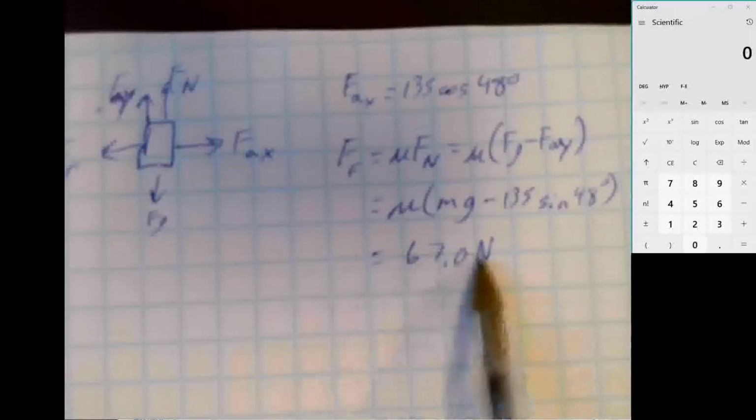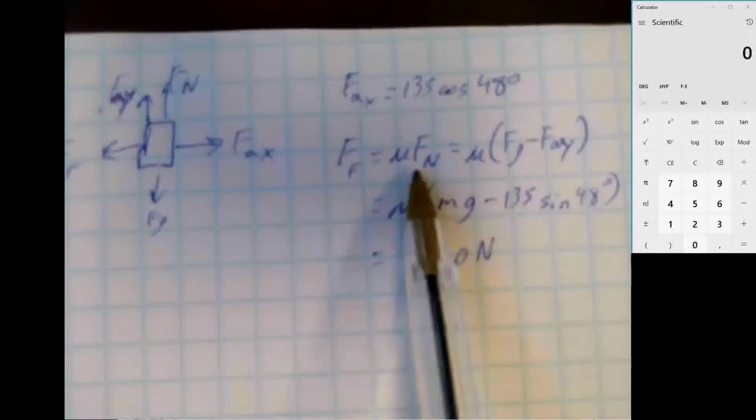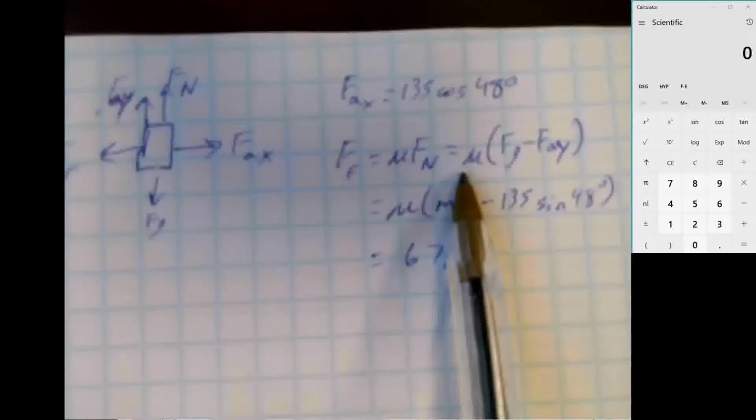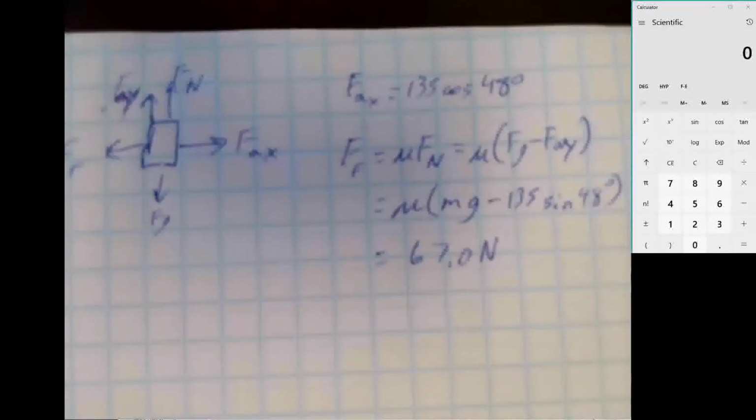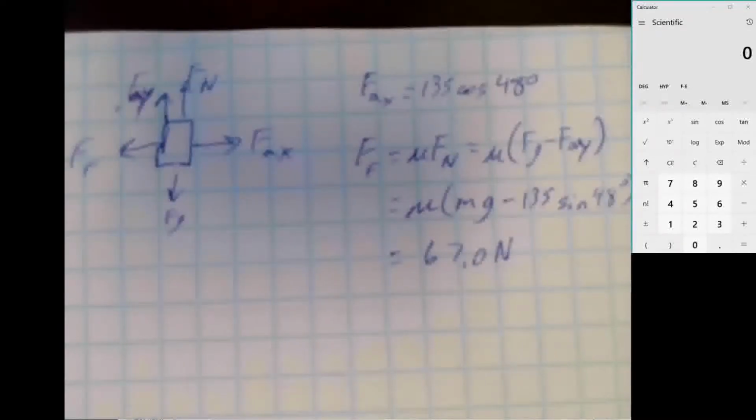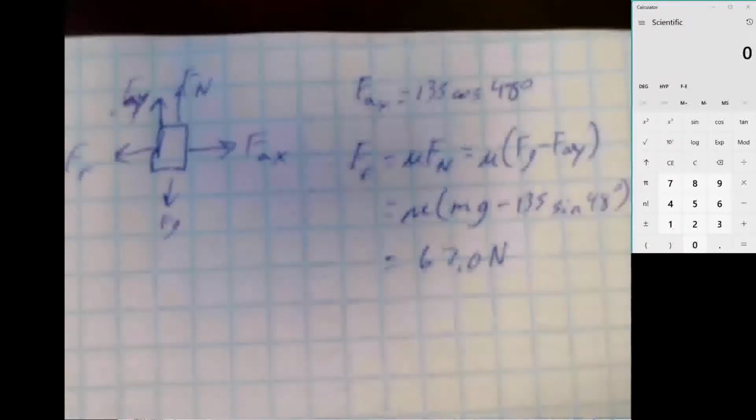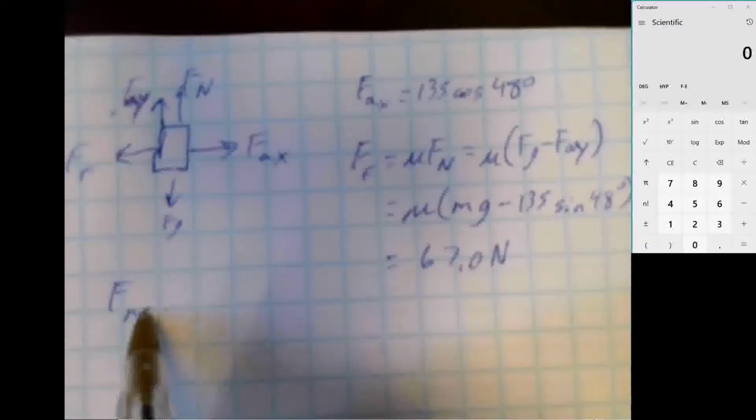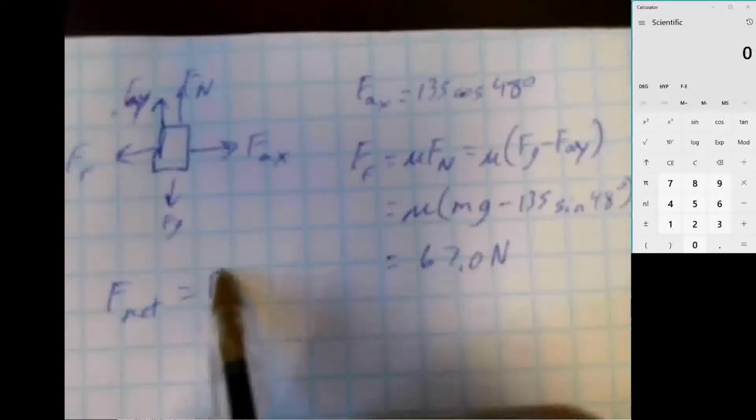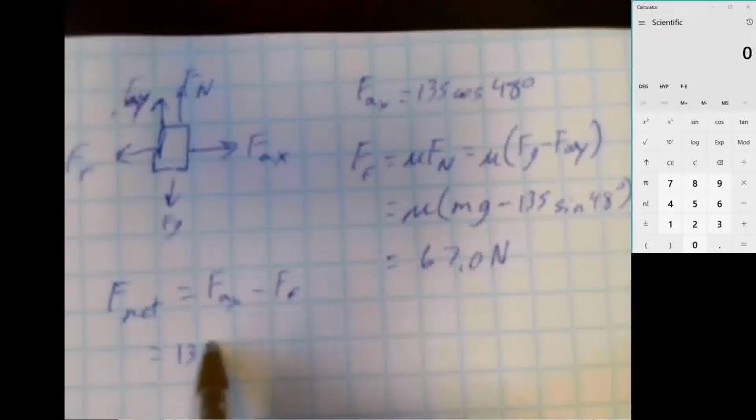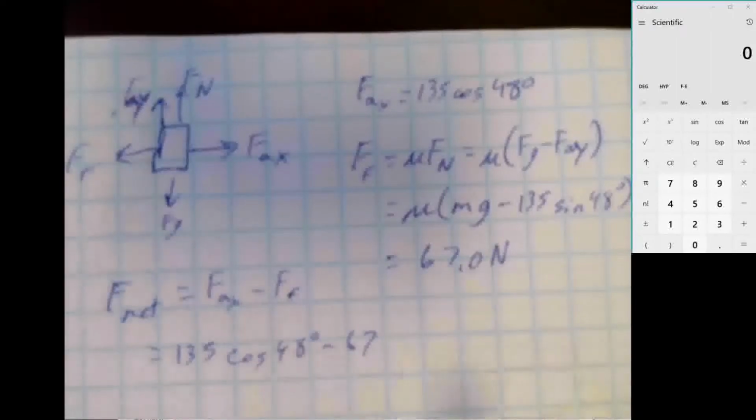So that simplifies things. But this is why you would notice that your FF wouldn't just be mu of Fg. It has to be mu of Fn, which is a little bit less than Fg in this case. So now we have our force of friction, we have our FAX, so our F net is FAX minus FF, that's 135 cosine of 48 degrees minus 67.